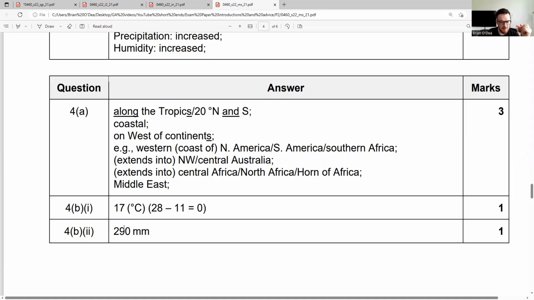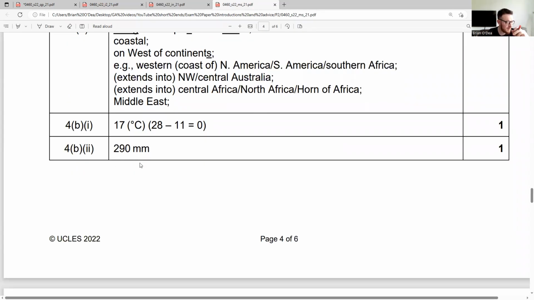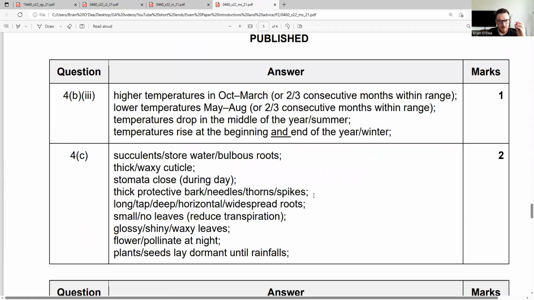17 degrees, 290, those are fine. Just 1 mark there. And then higher temperatures, so that's describing the graph. Why it's the southern hemisphere. Okay, good. Temperatures rise at the beginning and end of the year, in the winter. Sometimes it mentions the actual months there as well, just to make sure you're using the evidence to show that you understand.